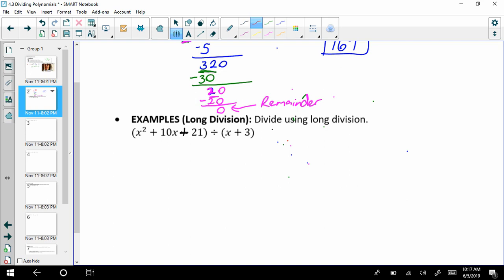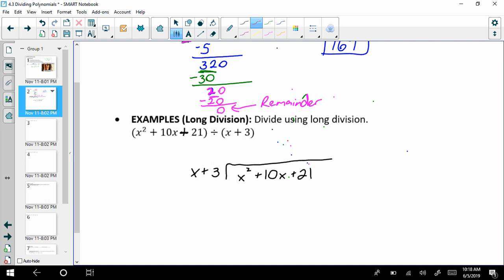So if we're going to set up this division, what we will do is we'll have our x plus 3, and we want to divide that into the x squared plus 10x plus 21. We're dividing into that polynomial. So here's what I tell my students to do, and I'm going to color code this to kind of help you keep track of what's happening where.